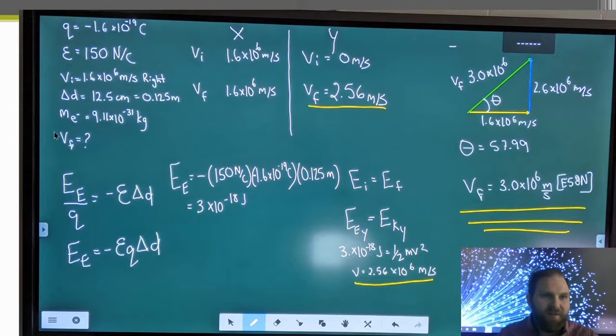So up here I've written what we know. We know the charge, we know the electric field intensity, we know the initial velocity, we know delta d is 0.125 meters. We know the mass of an electron. It's not given in the question, but it's just a constant in the universe, so I wrote that down. The reason I wrote it down is because we're talking about energy and speed. It's sometimes just good to have the mass there, because in previous problems we used kinetic energy, and it's going to become important in this question. And what we're trying to find is the final velocity.